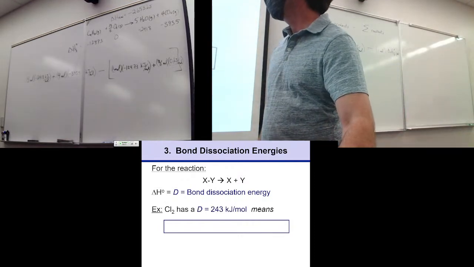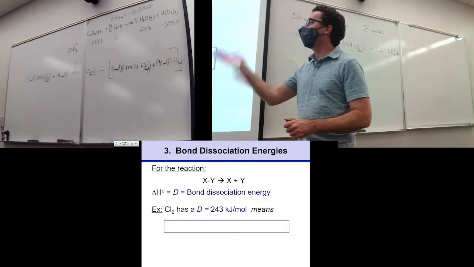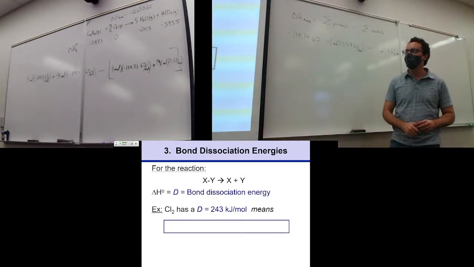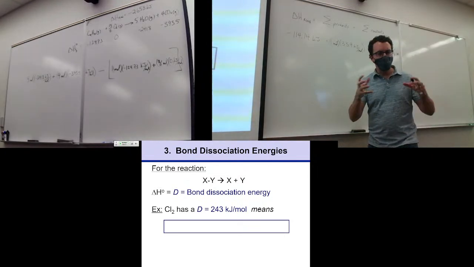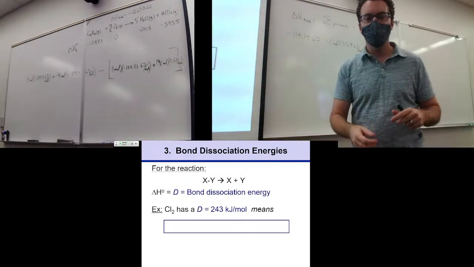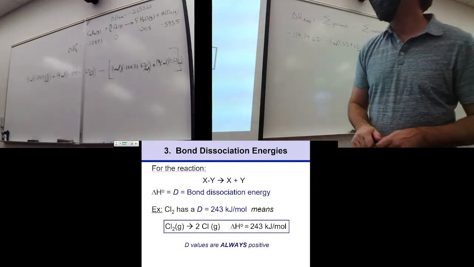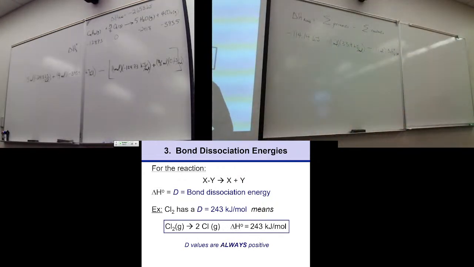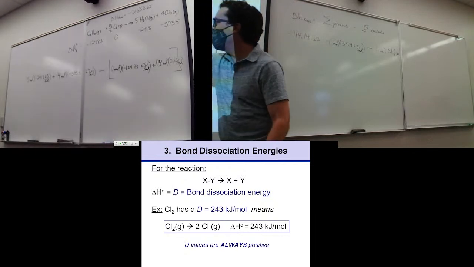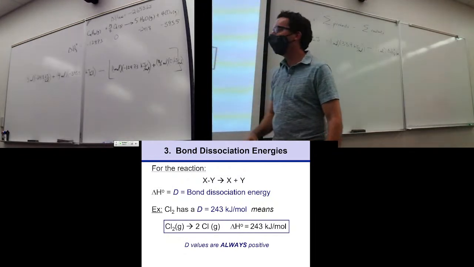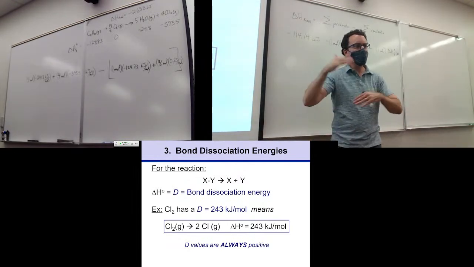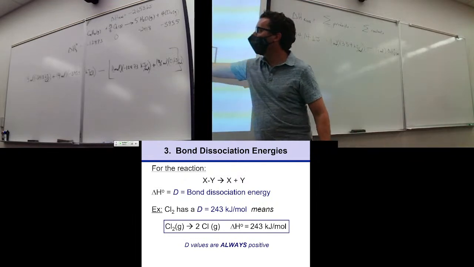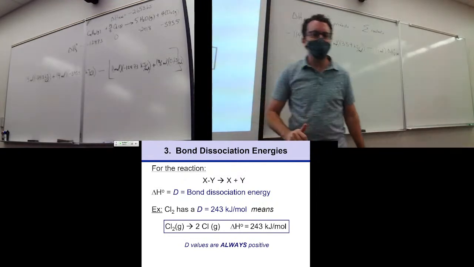So for instance, if I were to say that chlorine has a D equal to 243, that's the bond dissociation energy for a chlorine-chlorine single bond. Literally, that means I'm taking chlorine gas and turning it into 2 chlorine atoms, breaking the bond. And that particular reaction has a delta H of 243 kilojoules per mole. That means those two mean the same thing, okay? So bond dissociation energy, that's literally what it means as an enthalpy, okay?